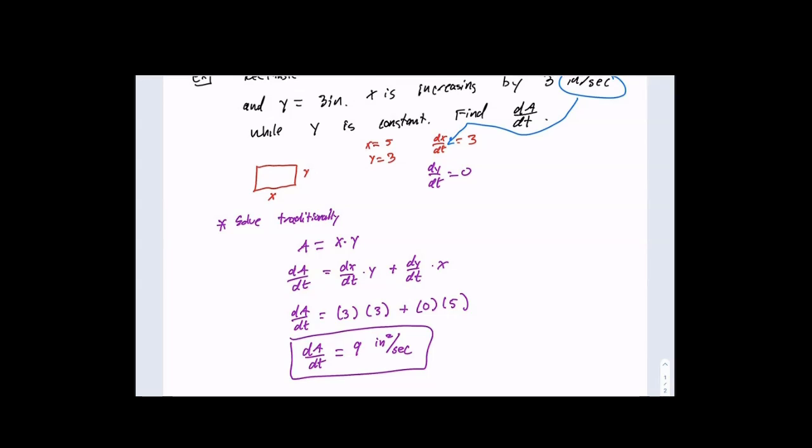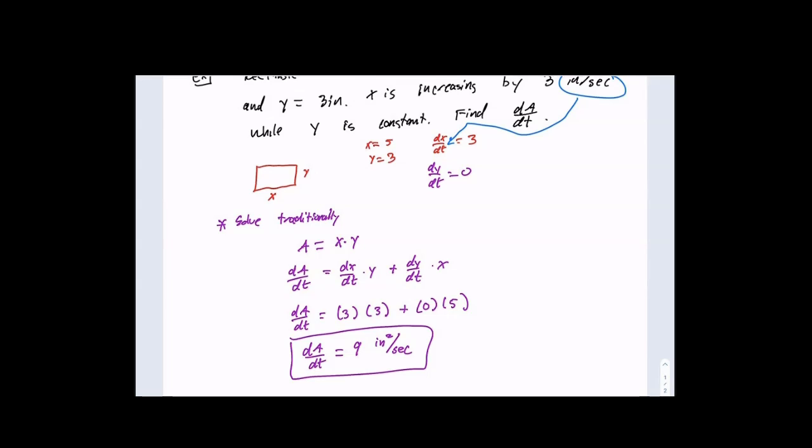I hope you were able to follow that, because basically it was the same problem as your homework, and the same example as yesterday, with the only difference being that dy/dt was now 0. Does anybody have any questions about solving that problem in the traditional way? It's the same thing as on your homework last night.